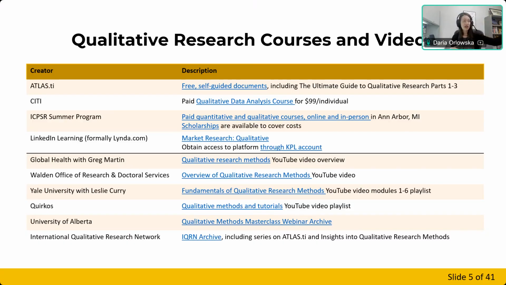Through like the city training, there is a paid course, the ICPSR summer program, which is a program from the Interuniversity Consortium for Political and Social Research. They have courses during the summer that are typically paid. However, there are scholarships that are available. Those are offered either in person in Ann Arbor or virtually.